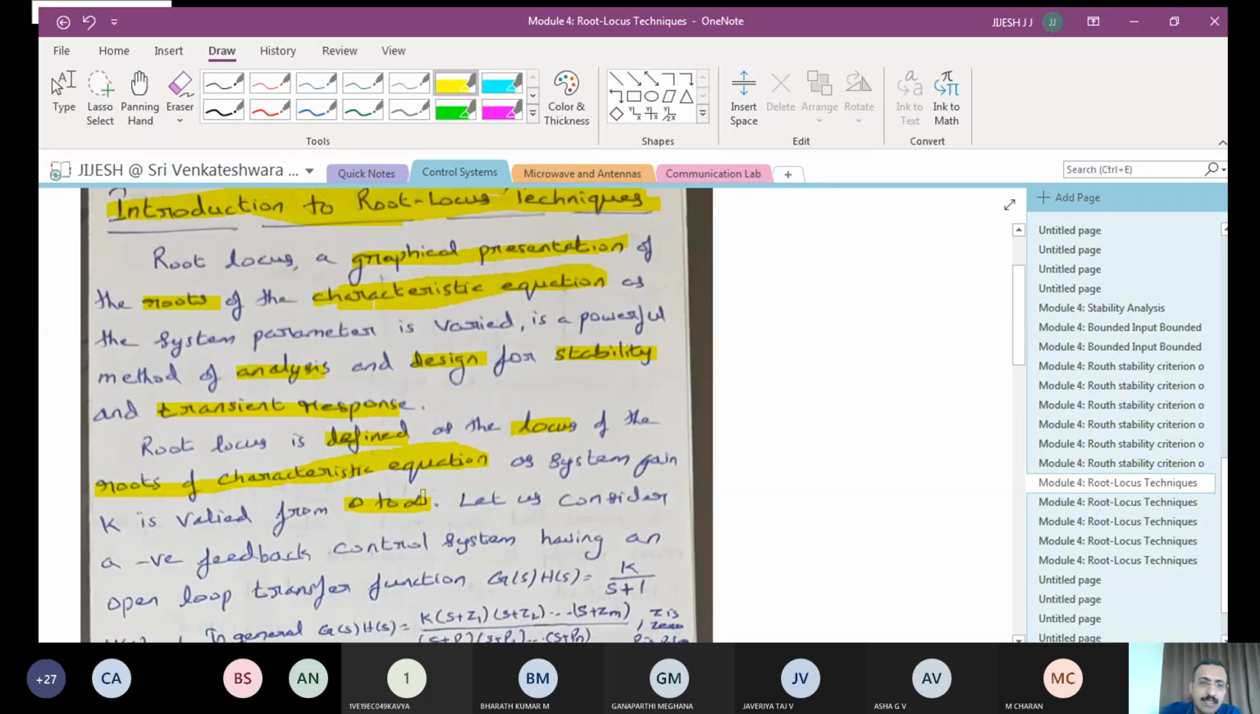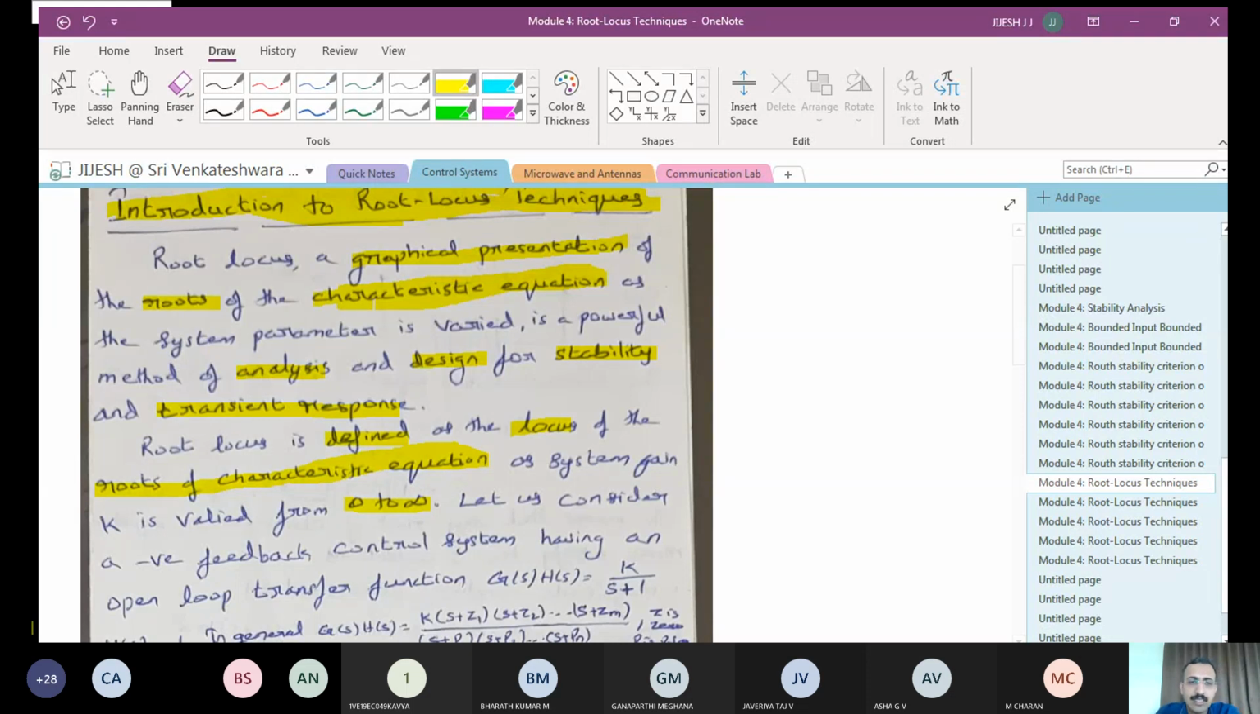Let us consider a negative feedback control system. From the beginning we have seen first order systems, second order systems, and all those things. But every time we have taken a negative feedback system in order to understand these things. This can also be calculated for a positive feedback as well, but for our understanding, the same feedback mechanism is being used from module 2 onwards, or the third module, everywhere we are just going with the negative feedback system.